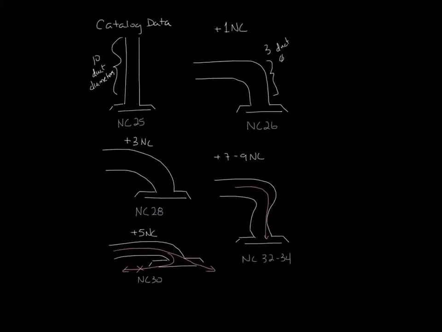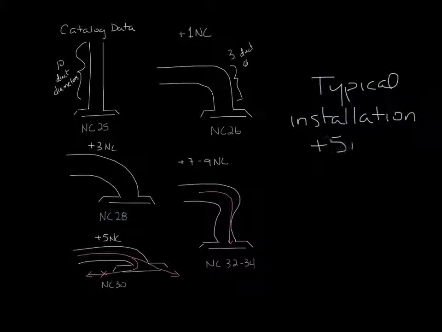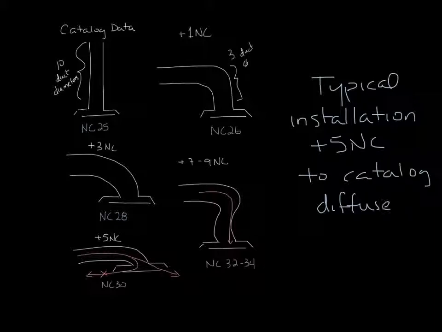So let's scoot this over so we bring all of these installations back on screen. Different types of diffusers are affected differently, but these are good rules to use. A typical installation will probably add about 5 NC to cataloged diffuser data, so you should take that into consideration when selecting diffusers. So now you know how different inlet conditions can affect the sound of the diffuser.